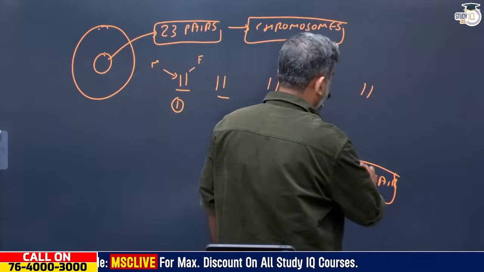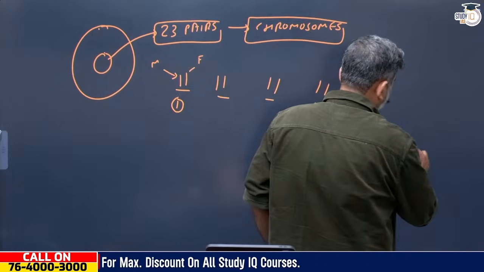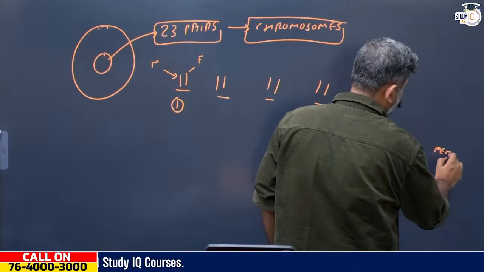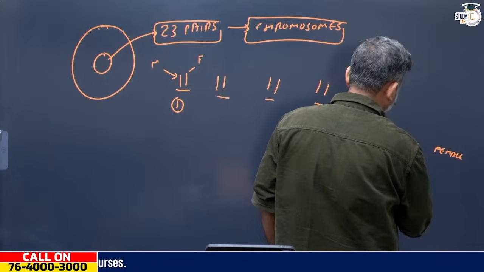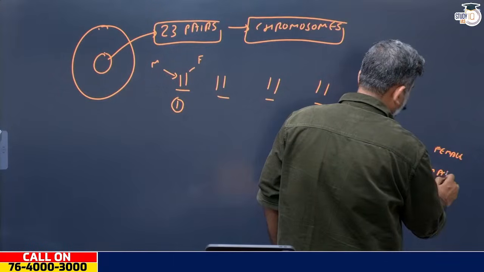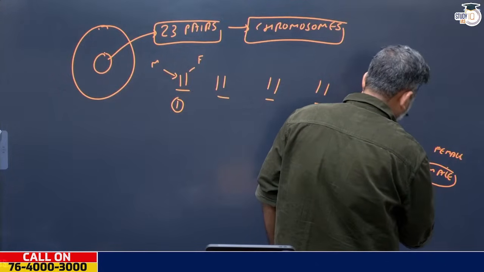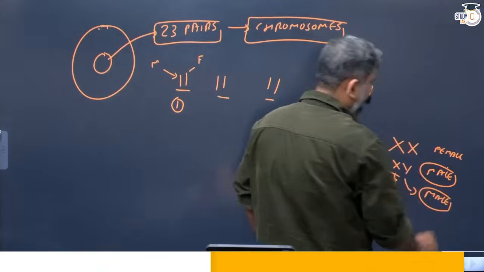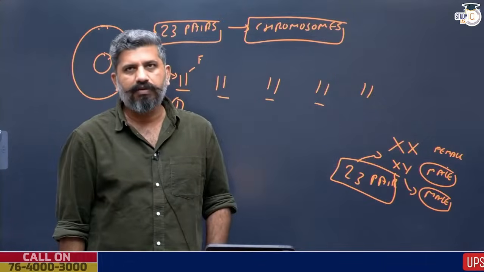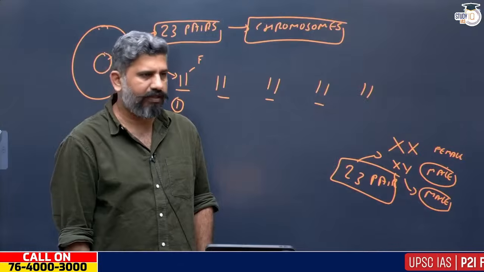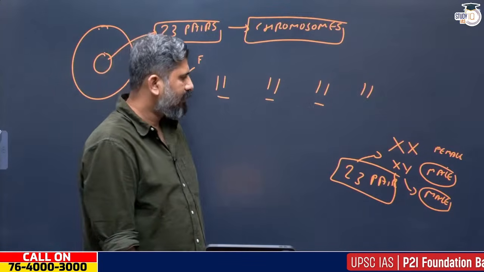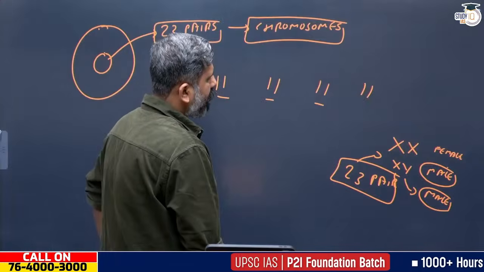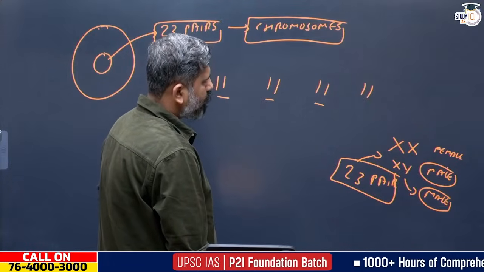So the 23rd pair comes out to be what? If one is X, another one is X, it is a female. If it is X and Y, it is a male. And inevitably, the Y chromosome is provided by the male only. Y chromosome is provided only by the male members, right? And that is why its sex is male. So this is a very simplistic thing that we can understand here, XX and XY.